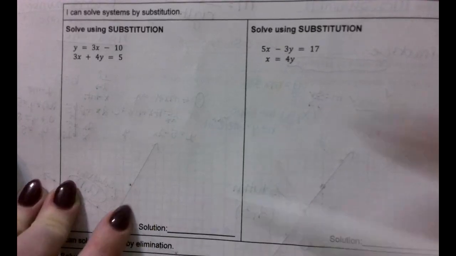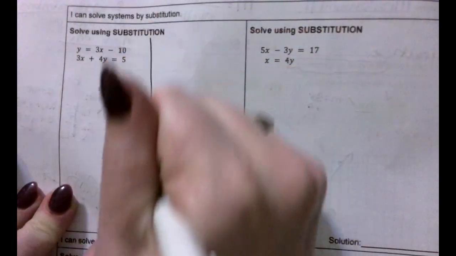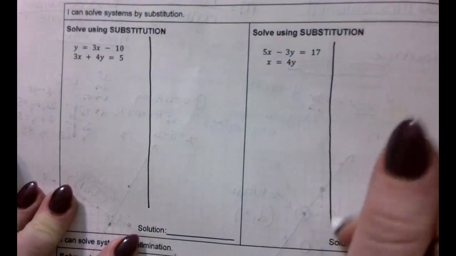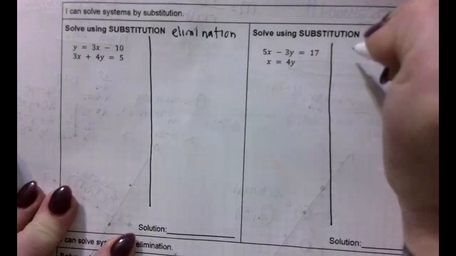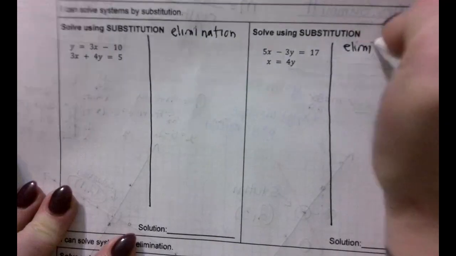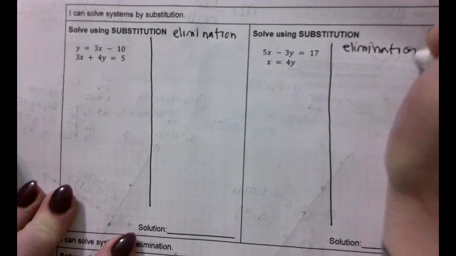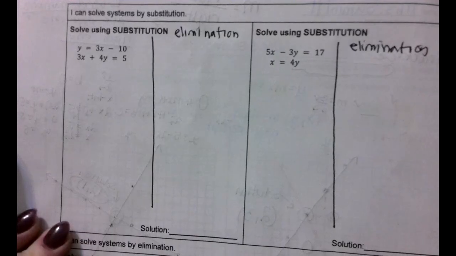Alright, these two problems specifically say to solve by substitution. What I highly recommend doing is splitting these in half and doing substitution on one side and elimination on the other. That way you can practice both methods. You don't have to do that. But remember, this is a study guide. It's to guide your study. So doing extra work is just helping you.